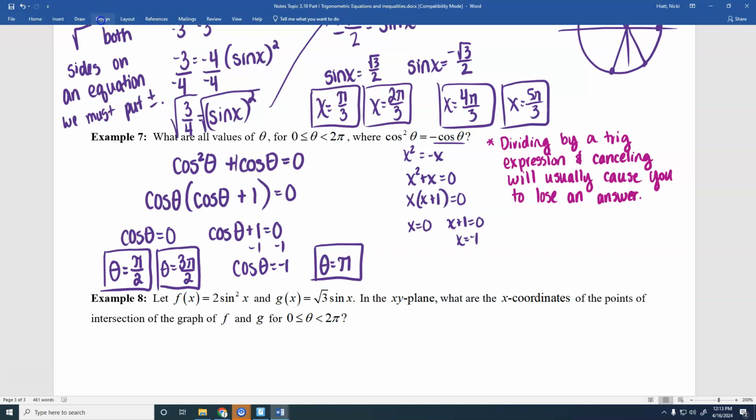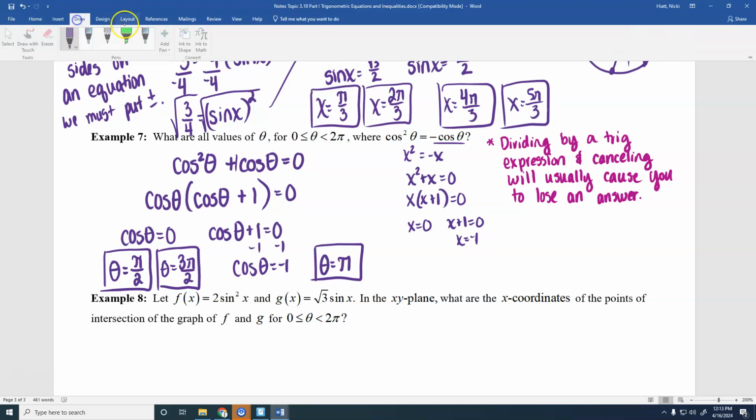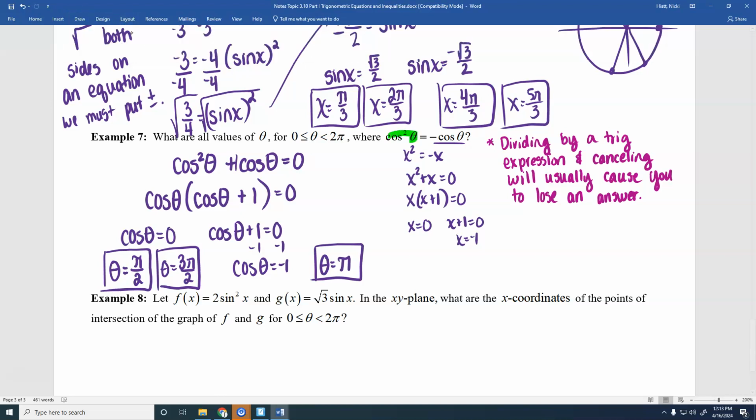So if you see in the problem that you have a trig function squared and another trig function that is not squared, you need to move everything to one side and factor. Okay? All right, questions? All right.